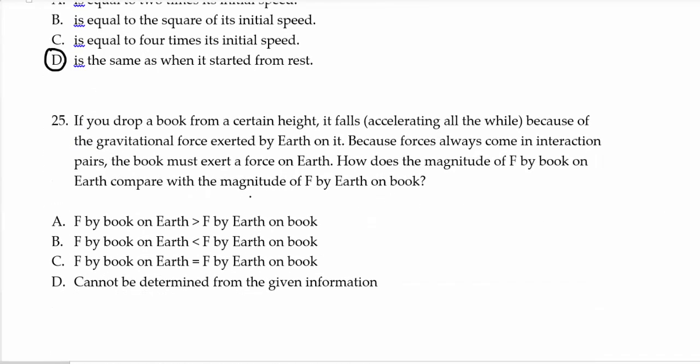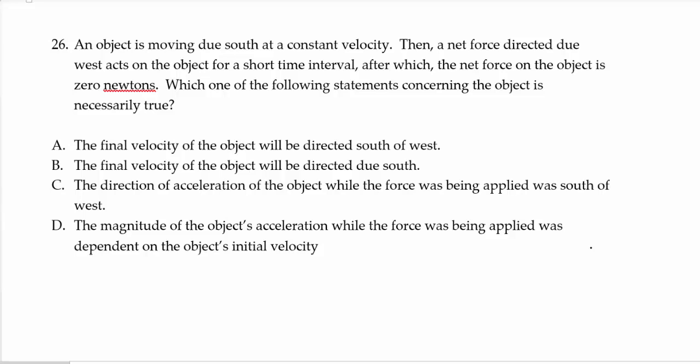Now, the next. Listen, fellas. You drop a book from a certain height. It falls because of the gravitational force exerted by the Earth on it. Because forces always come in interaction pairs, the book must exert a force on the Earth. How does the magnitude of F by book on Earth compare to the magnitude of F by Earth on book? They should be equal. So the answer is C. And this is Newton's third law of motion.